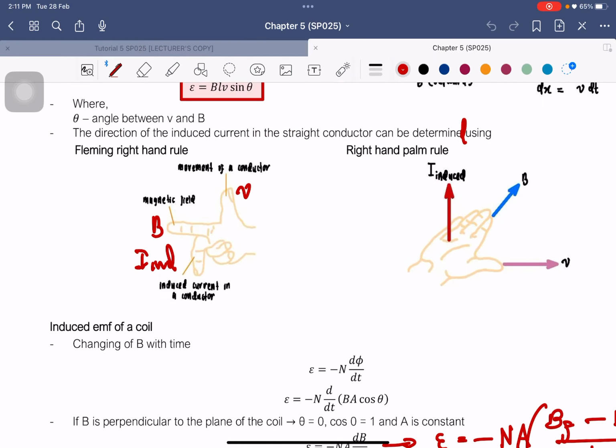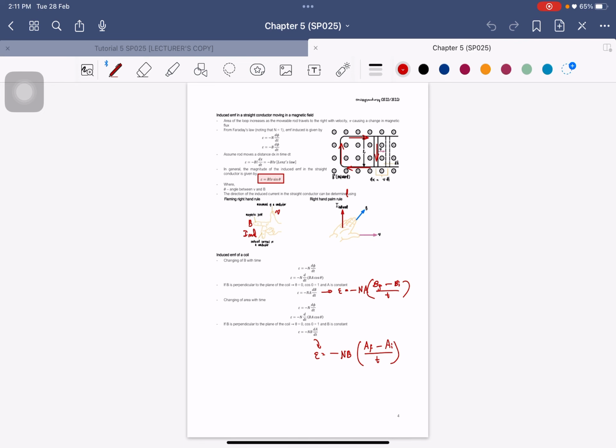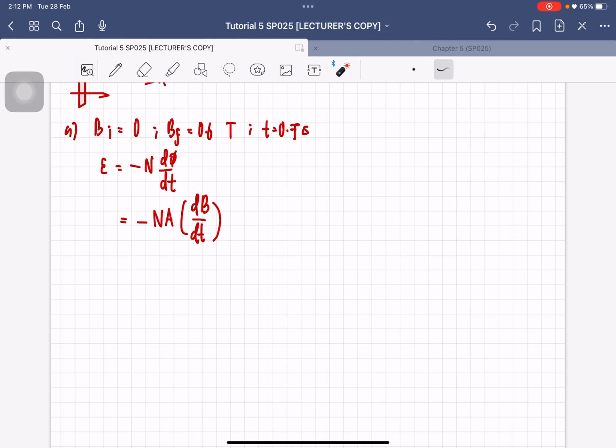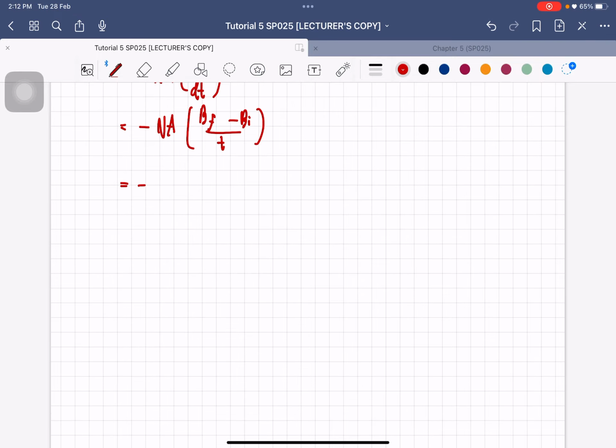Okay, let me just check my notes if I did it the same way. Okay, I've written it here. Right, so then we get this one. So we just have to expand there, okay? I'm just going to expand this bit here, final minus initial, divided by the time. So you will get negative N is 40, area is pi r squared, r is 0.3 squared. Then you will get 0.6 minus 0 divided by the time, which is 0.7.